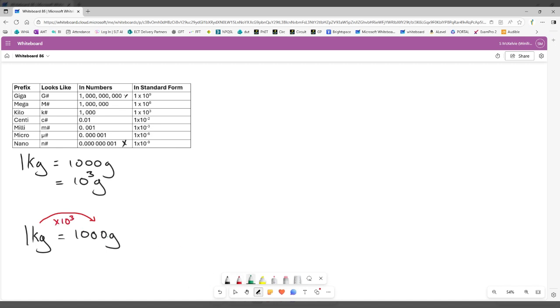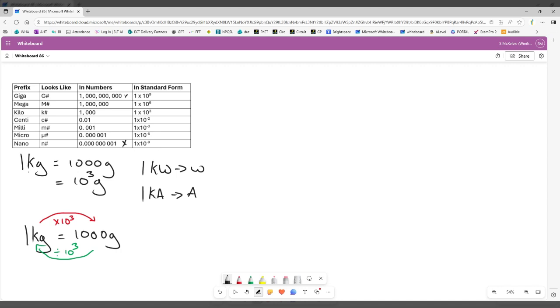If you're ever asked to turn a gram into a kilogram, you just have to do the opposite. I draw an arrow at the bottom. How do I turn the number 1,000 into the number 1? I divide by 10 to the power of 3. And it doesn't matter which unit you're given. You could be asked to turn 1 kilowatt into watts. You could be asked to turn 1 kiloamp into amps.